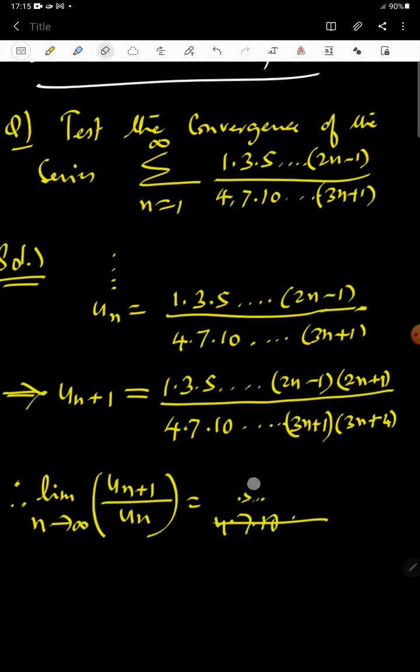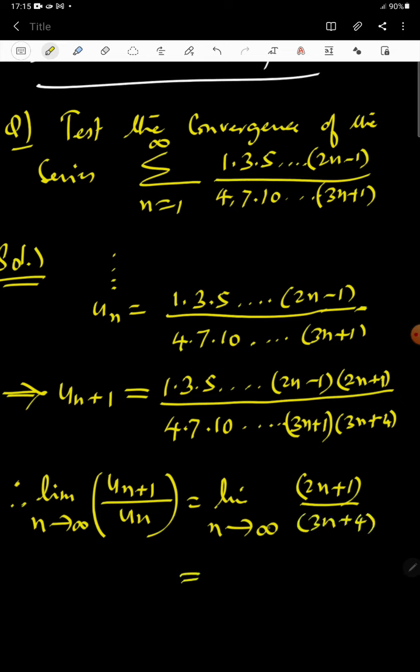So what remains is, because the numerator is un plus 1, the term remaining from the numerator will be 2n plus 1 and 3n plus 4 in the denominator. Remaining all things will get cancelled. I hope you understood this one. Okay, I'm sorry, I have to rub this one and I have to write the limit also. So that is nothing but limit n tends to infinity of 2n plus 1 divided by 3n plus 4.